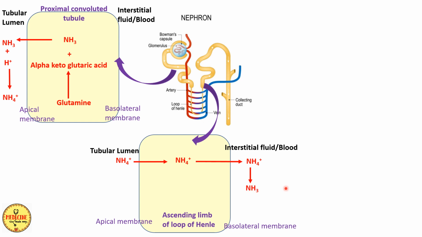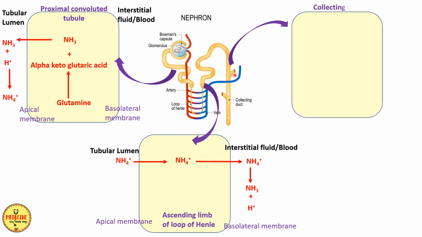Well, these ammonium ions are then again dissociated into ammonia plus hydrogen ions. And then this interstitium full of ammonia or ammonium ions is created by this ascending loop of Henle. Now we come to the collecting duct. In the collecting duct cell, you have the apical membrane and the basolateral membrane.